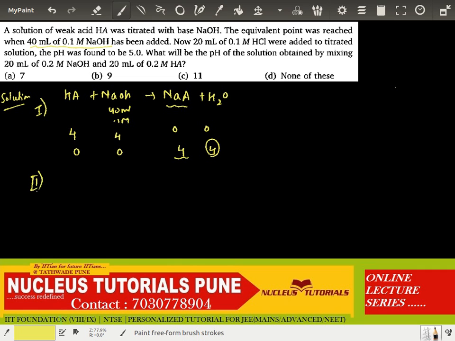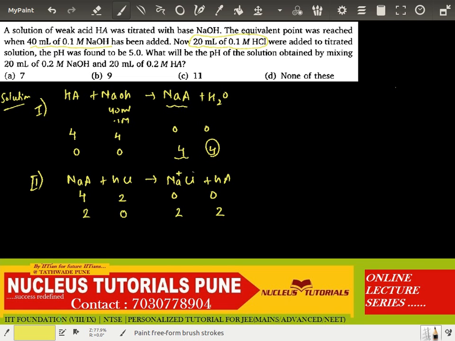Next, second: now 20 ml of 0.1 molar HCl was added to the titrated solution and the pH was found to be 5. This titrated solution contains 4 millimoles of NaA. So we have NaA plus HCl. It is going to react giving us NaCl plus HA. How much was this? This was 4 millimoles. How much is the HCl added? This is 20 ml of 0.1 molar HCl, which means 2 millimoles. So at the end of the reaction, HCl is consumed, giving rise to this.